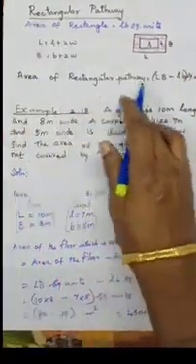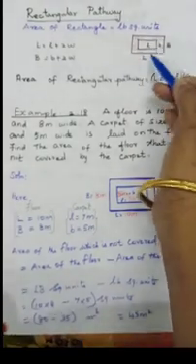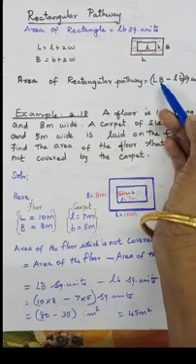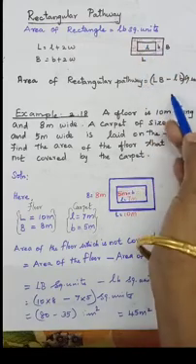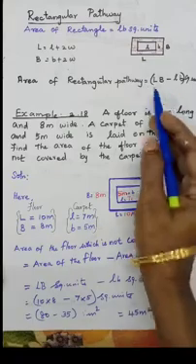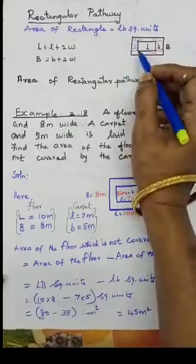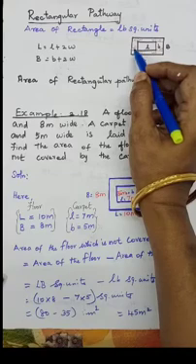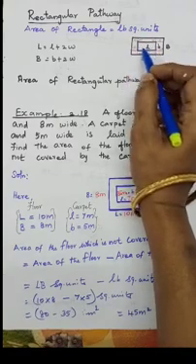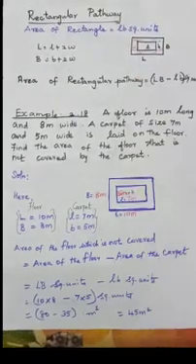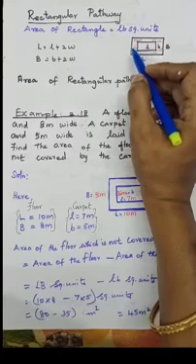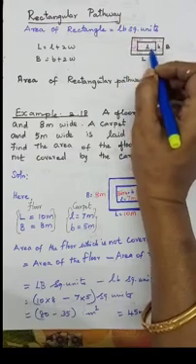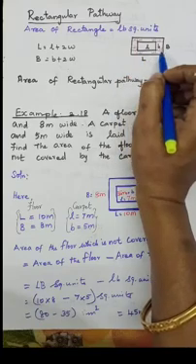Now, the area of the rectangular pathway is equal to capital L into capital B, where the outer rectangle is named capital L and capital B, minus small l into small b, square units. Now this is the width W. Say we are going to construct a path of 1 meter width around the rectangular garden.